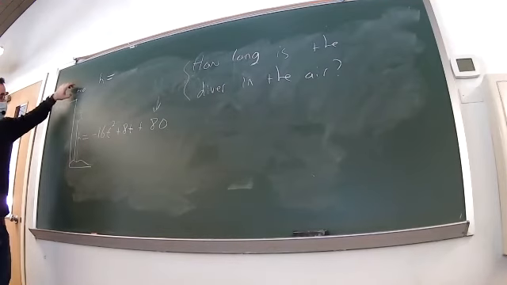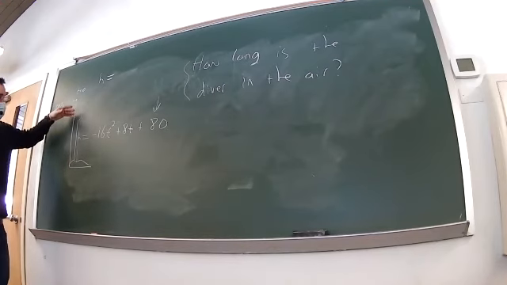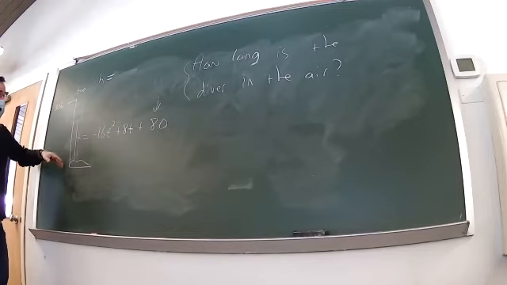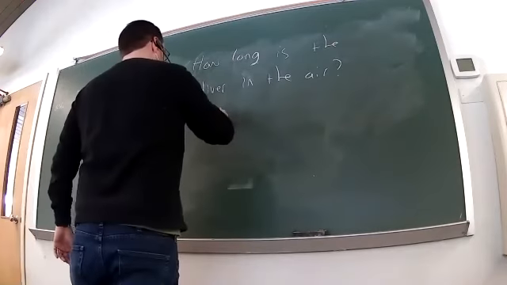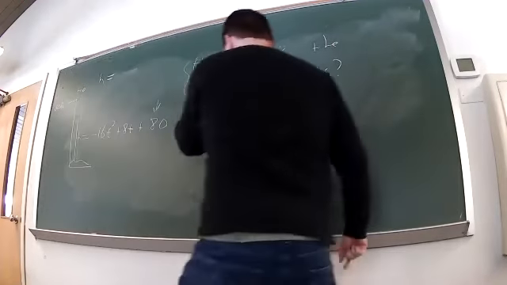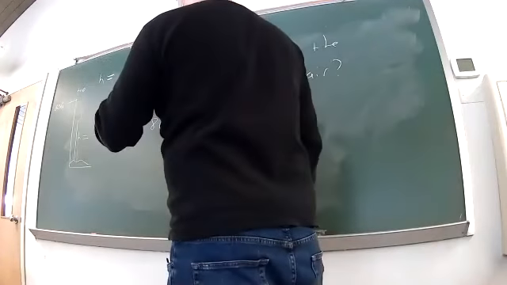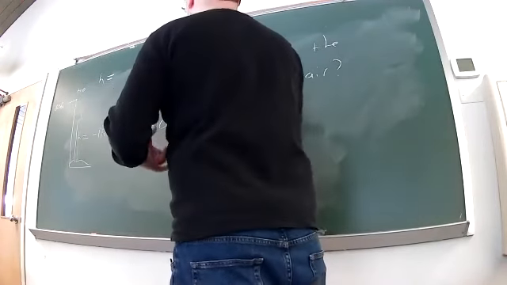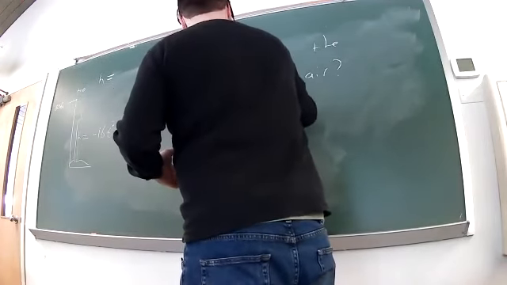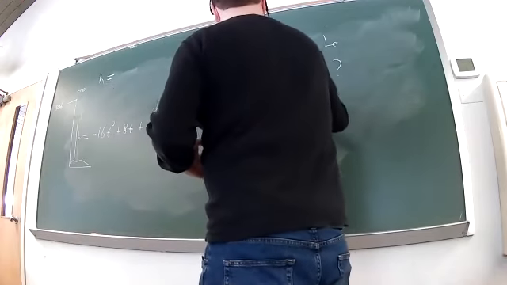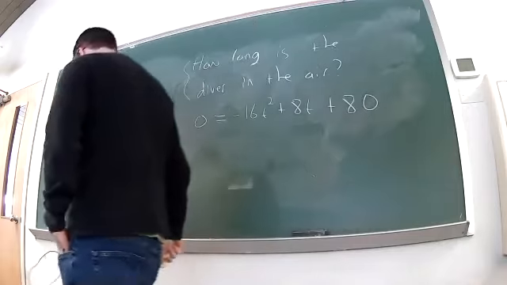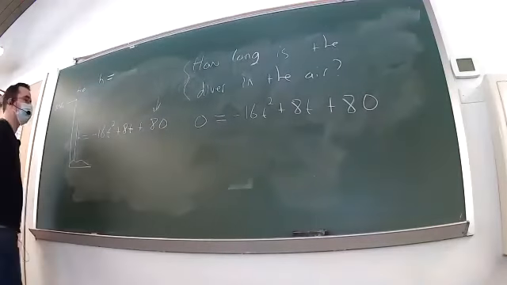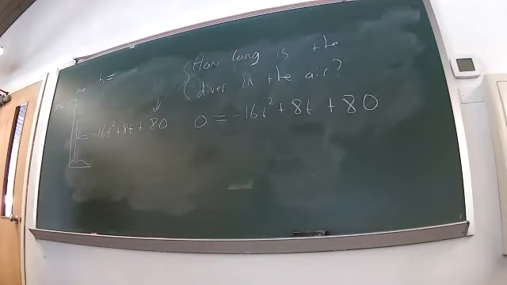Maybe I should have made that more clear at the beginning. Then how long is the diver in the air? That's the same thing as saying, well, when the height gets to 0, how many seconds have elapsed? So which t makes it true that 0 is equal to minus 16 t squared plus 8t plus 80.